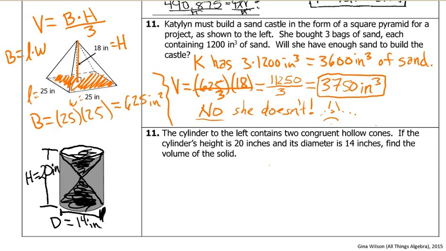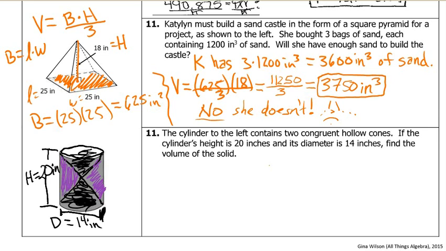Find the volume of the solid. Now, what we're trying to find in this scenario, let me get a good color so you can see the differences. What we're trying to find is this. Can you see that? It's the purple. We're trying to find the volume of the solid, this cylinder with the cones removed.